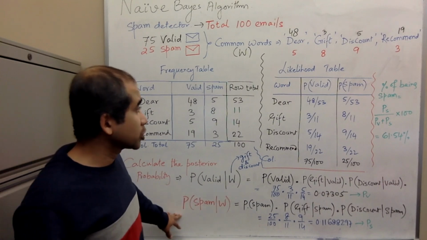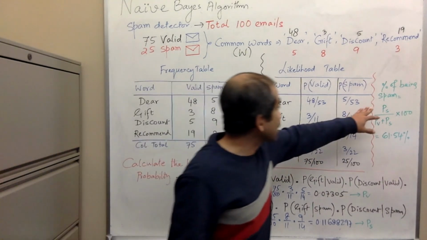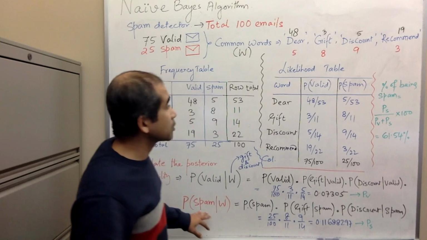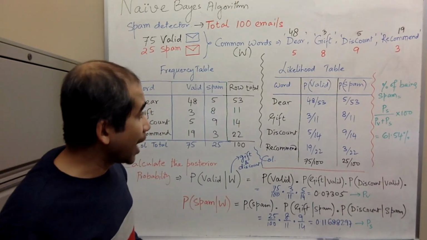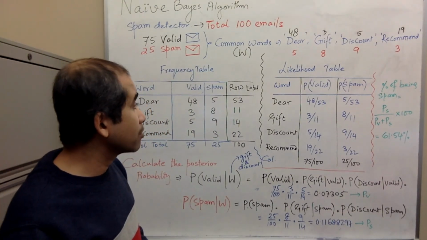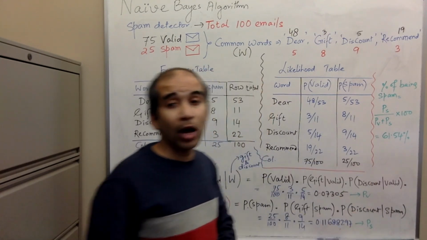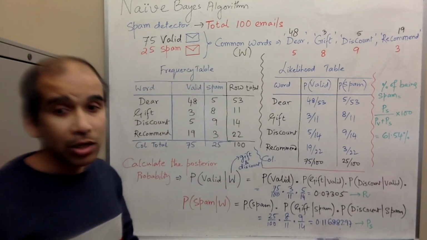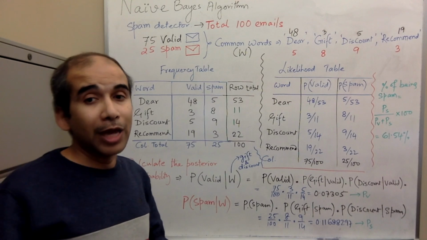But now, what is the percentage of being spam? So we calculated this percentage as probability of being spam divided by probability of being valid plus probability of being spam, times 100, and we get a 61.54% chance that this email will be a spam email.